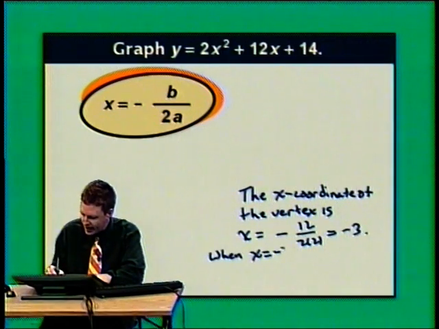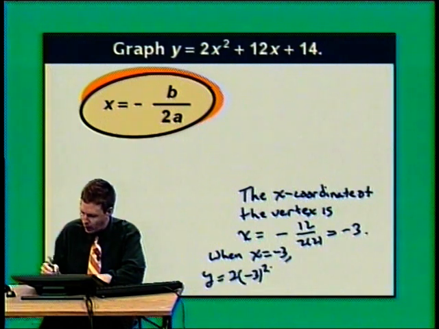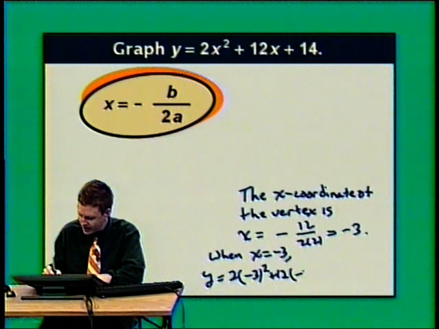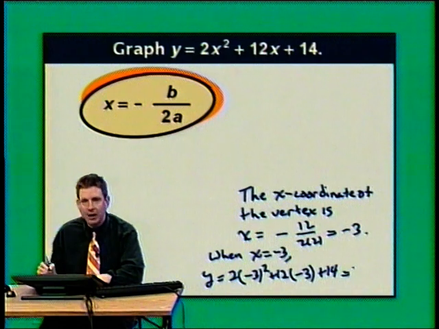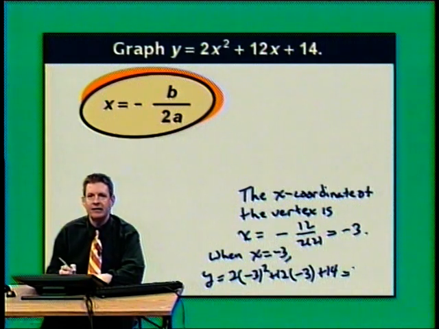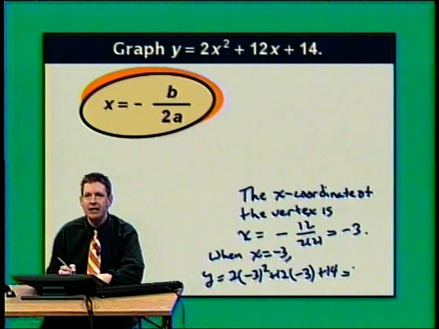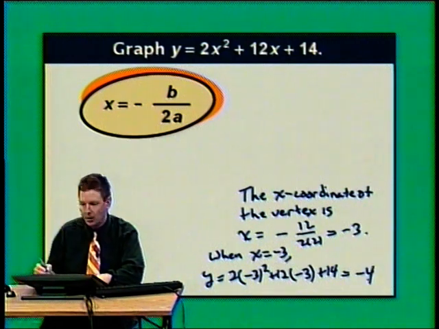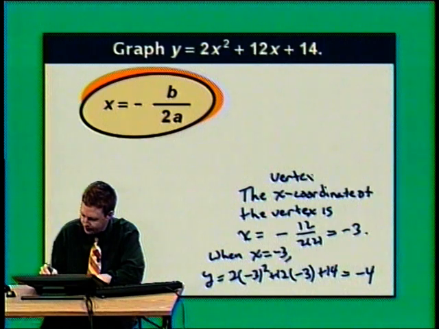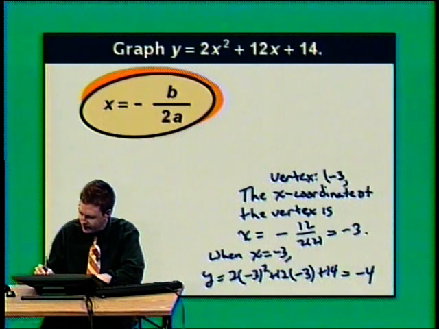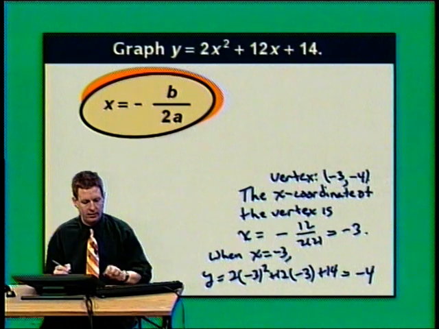When x equals negative 3, y is 2 times (negative 3) squared plus 12 times negative 3 plus 14. Doing some arithmetic in my head, this is 18 minus 36 plus 14. 18 and 14 is 32, and 32 minus 36 is negative 4. So it looks like our vertex is the point (-3, -4).